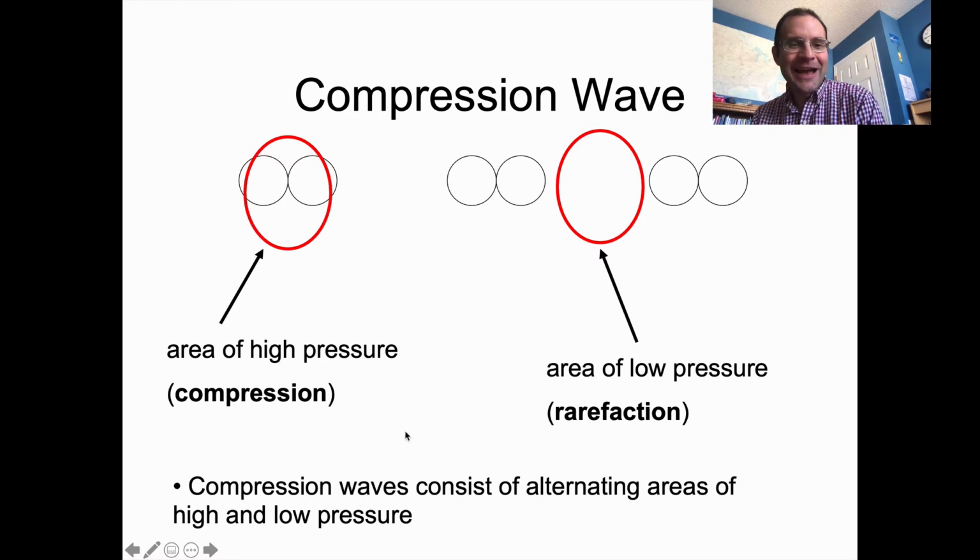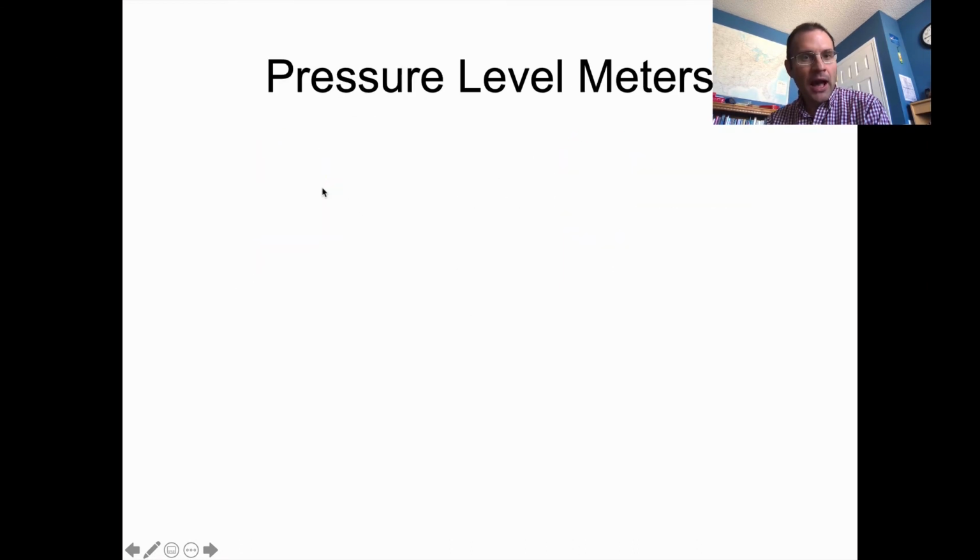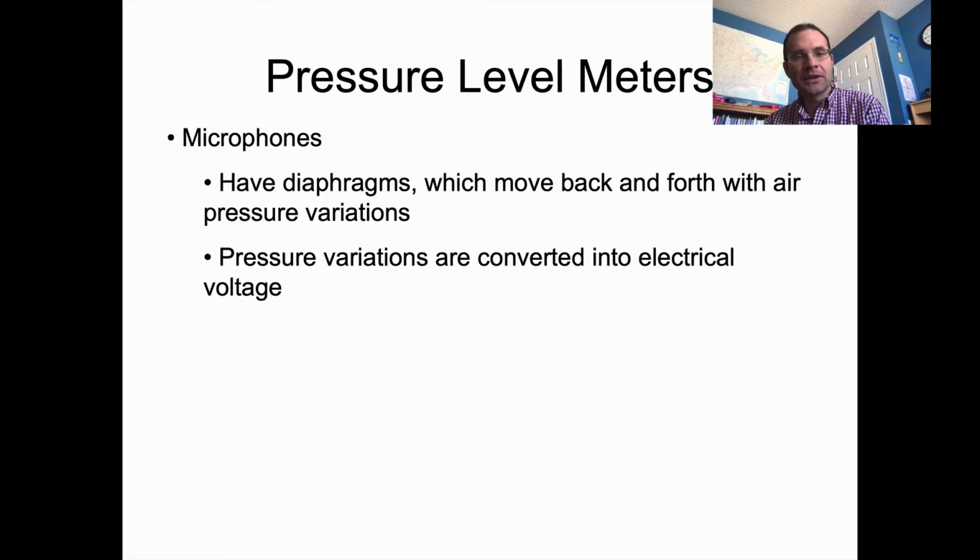Okay, so anyways, compression waves consist of alternating areas of high and low pressure in the air molecules around us. How do we know what's going on here? We can measure the amount of air pressure in a particular spot by using what you can conceive of as a pressure level meter, but what you might more colloquially know as a microphone.